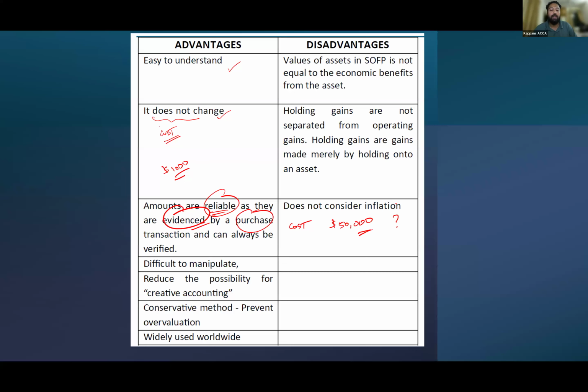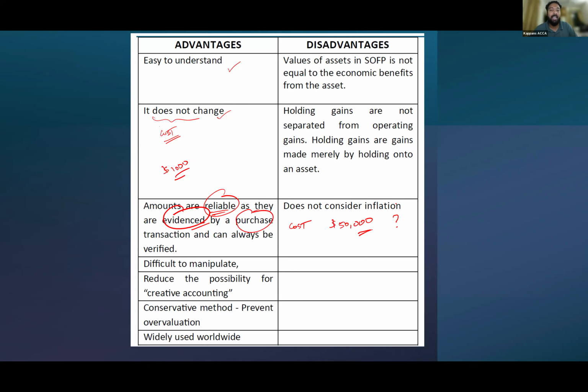So amounts are reliable because it is evidenced by a purchase transaction, and that can always be verified by verifying the purchase invoice to confirm the cost. And since there is always a purchase invoice to confirm the cost, this method is very difficult to manipulate and it reduces creative accounting. What do you mean by creative accounting? Fraud. And this is widely used worldwide.